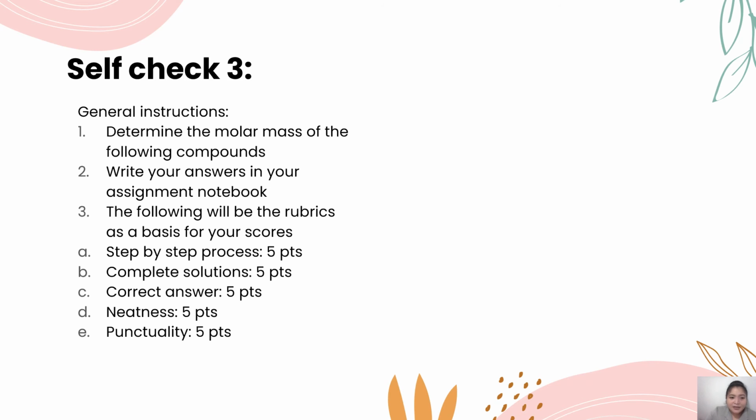Okay, the following will be the rubrics as the basis for your scores. The first one is your solution in a step-by-step process, because I know you are very intelligent, but we follow a series of steps. I know we can take shortcuts, but in this case, in order for you to have a perfect 5 points, you follow the steps. So, is it in a step-by-step process? The high score will be 5 points. Is your answer showing a complete solution?